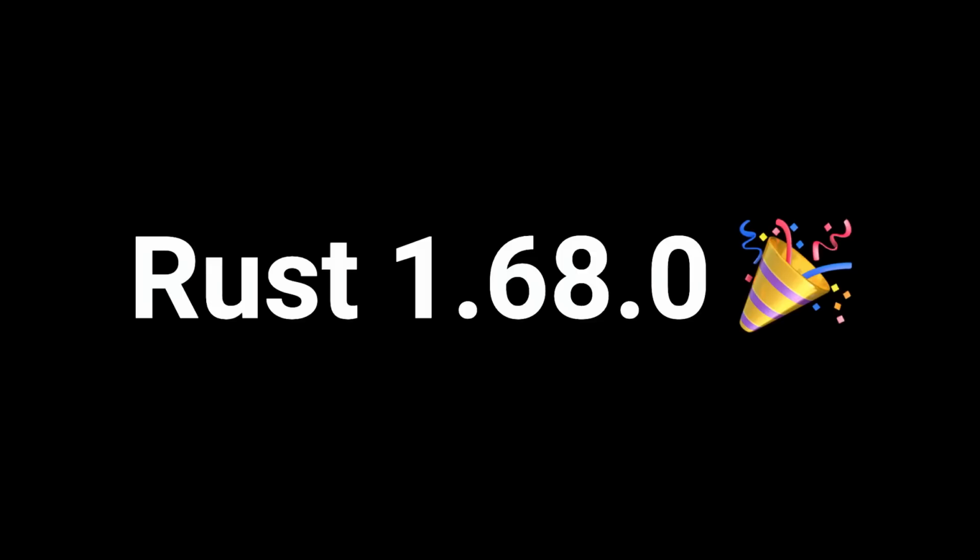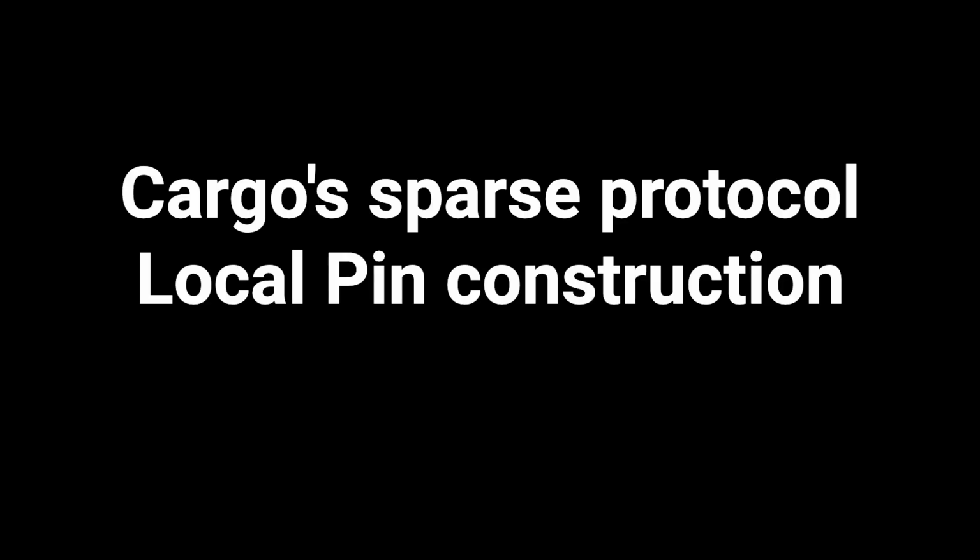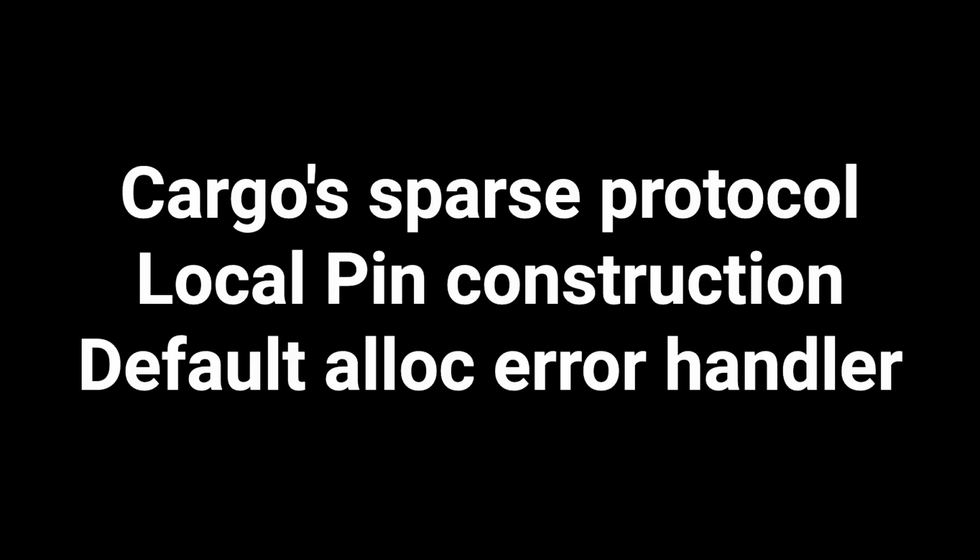In this video, we'll go over the latest release of Rust, version 1.68.0. Specifically, we'll cover the three big features, which are Cargo's new sparse protocol, local pin construction with the pin macro, and the default alloc error handler.